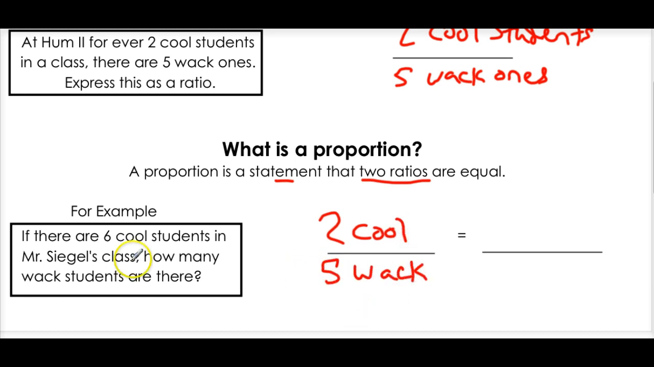Now over here, this says if there are 6 cool students. So now we want to put it in the exact same spot in our new proportion. So if cool went on top in this one, cool's got to go on top on this one. So we got to write 6 cool here. Now we go back to the question. It says, well, how many whack students? So the whack students are what we're looking for.